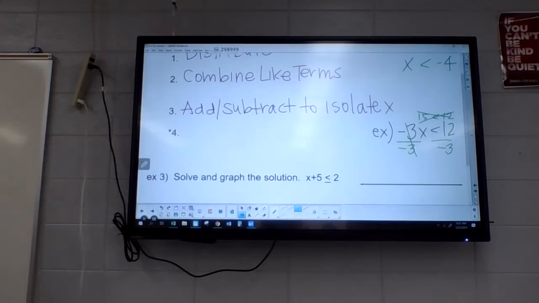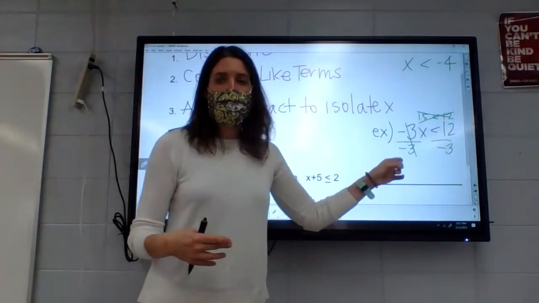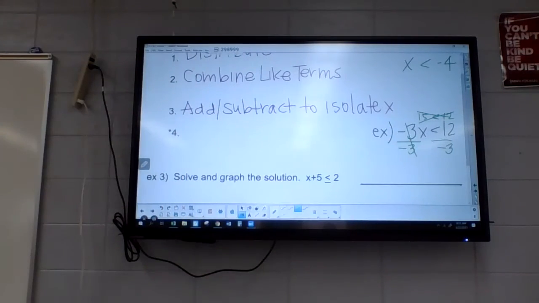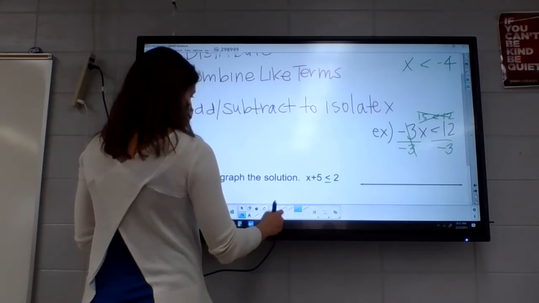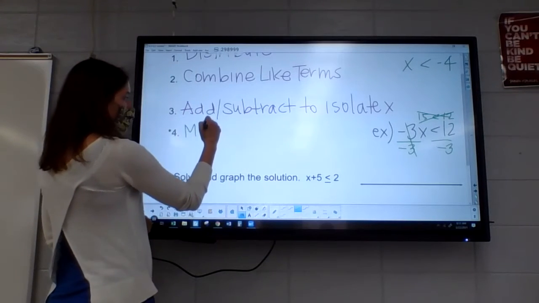So in inequalities, if we multiply or divide by a negative, we have to flip the inequality. So I'm going to write that in this step. So we're going to multiply or divide.